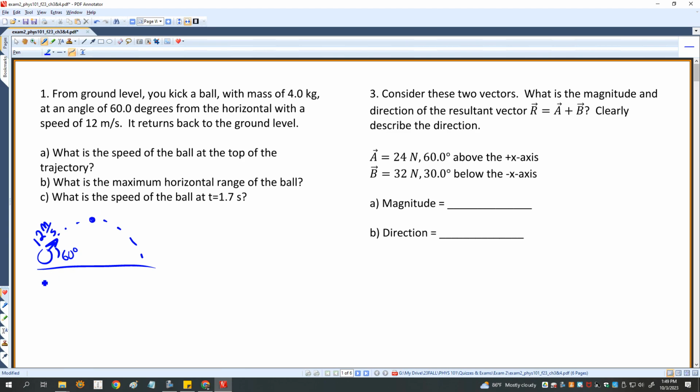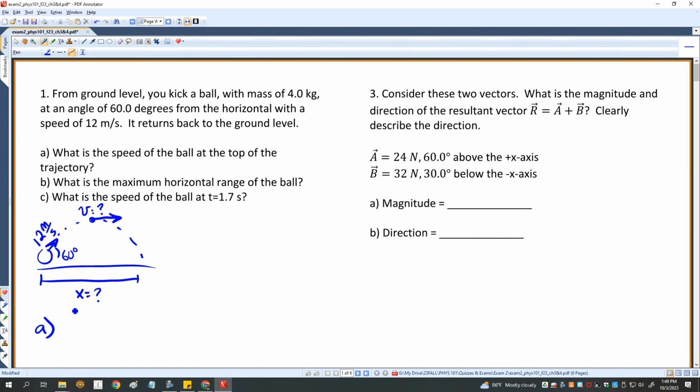And I want to know what the range of the ball is, what x is, and what v is at the top, and then what the speed of the ball is at t equal 1.7 seconds. So first, to find the speed of the ball at the top of the trajectory, that's actually pretty easy. For part A, the velocity in the y direction at the top has gone to 0, and so the velocity at the top of the trajectory is just equal to the x component of the initial velocity.